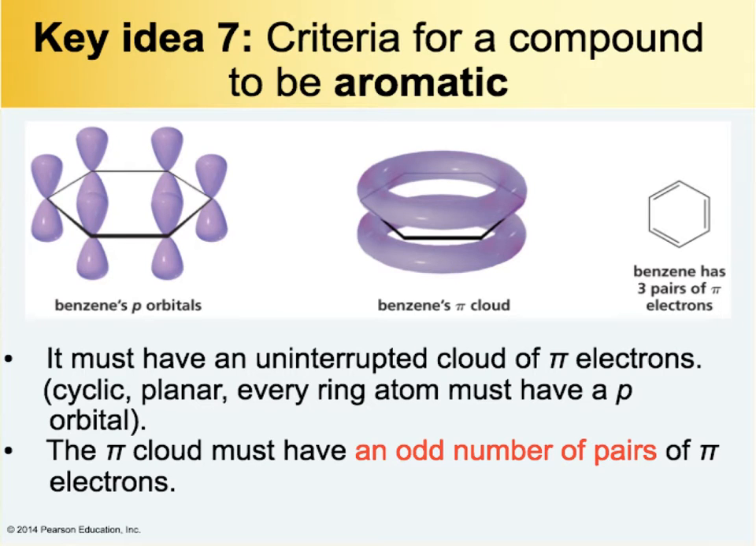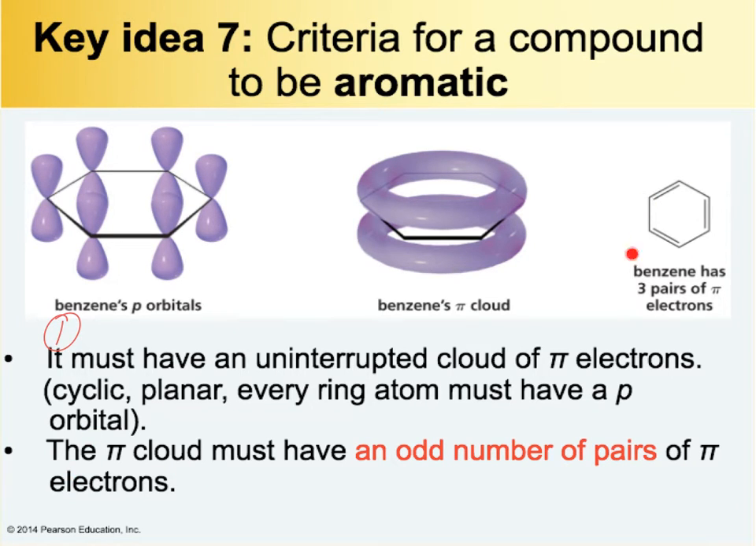Alright, we're going to go do a little tutorial on aromaticity. First we're going to find out what the criteria are for being aromatic. So it's two things. The first of which is that it must have an uninterrupted cloud of pi electrons, be cyclic, planar, so flat, and every ring atom must have a p orbital. Right? That's the first one.